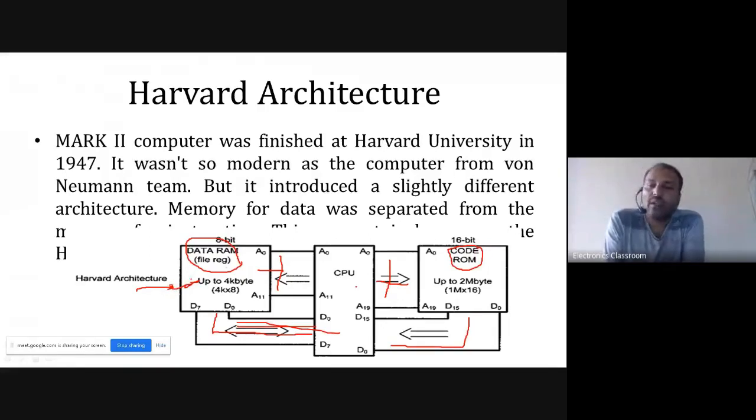Here code memory is nothing but it holds the hex codes of our program. Hex codes. What do you mean by hex codes?